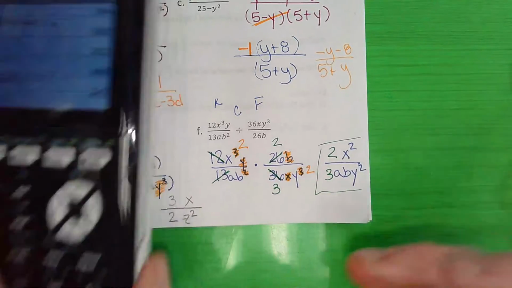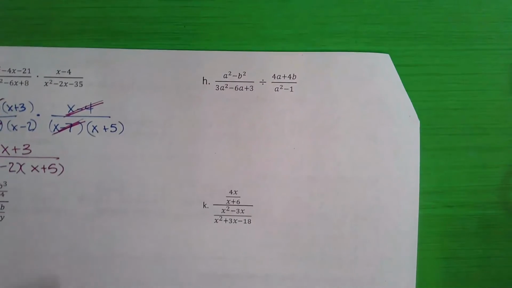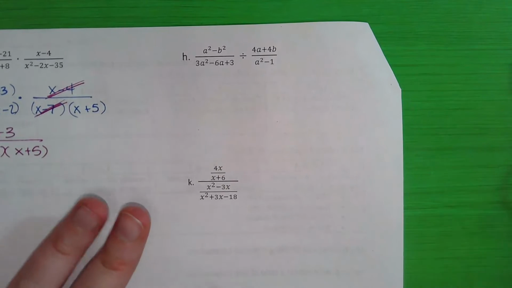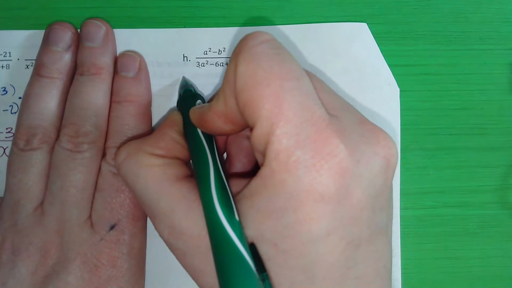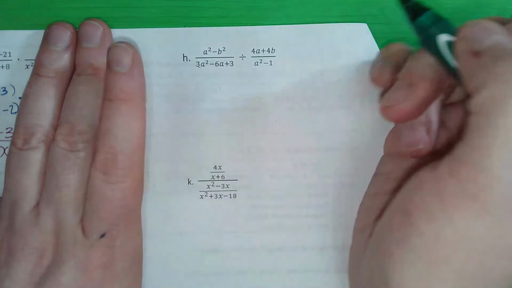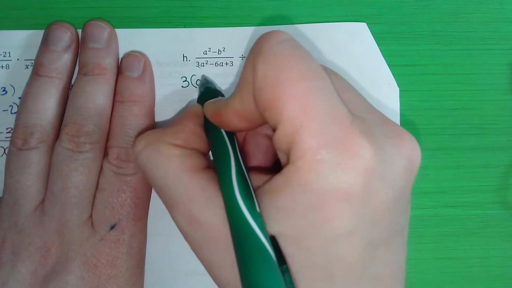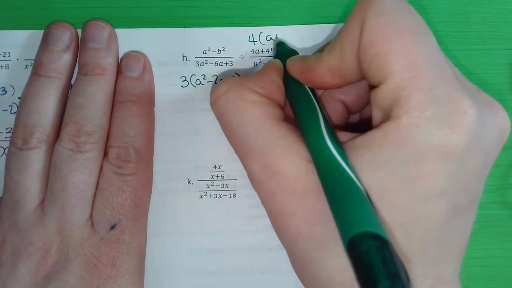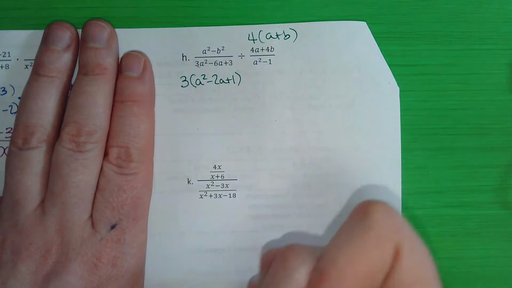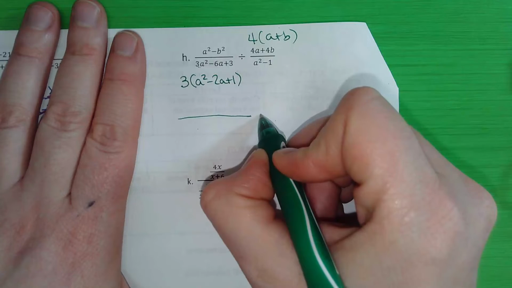Alright, on the back of your notes, you have 2 fraction problems, and they're all division problems. So we're going to keep, change, flip, and as I do that, I also like to factor. So if I can have common factors that can be factored, I want to pull out the greatest common factor, so I'm going to go 3a squared minus 2a plus 1, and this has a 4 and an a plus b. And what I'm going to do is factor and flip at the same time.